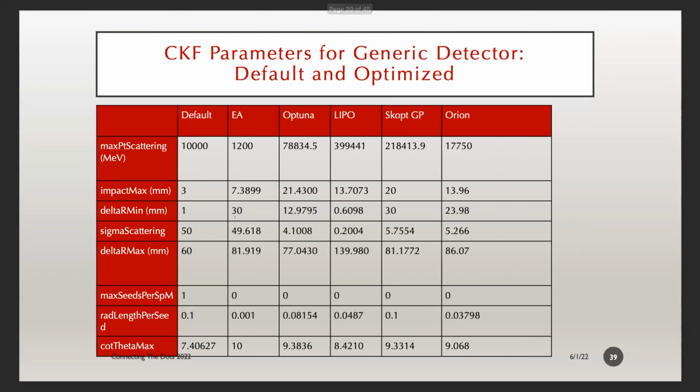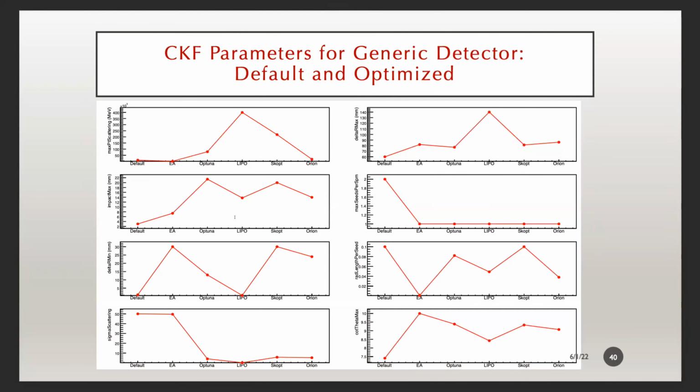But I can just tell, this shows the behavior of different algorithms. Here we have the default and all the other algorithms and all the parameters that we are getting. It's not that all the algorithms are giving you the same values. Most of the parameters are giving you different values. I would like to emphasize these two parameters: here is the max PT scattering, and this last one is the sigma scattering. These two are interrelated in the algorithm.